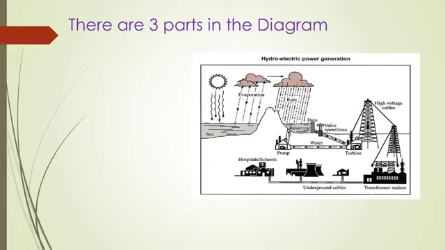We know there are three parts in a diagram. First, you need to preface the topic. Second, you need to write the overview and summary of the diagram. Third, you need to describe in detail, and you need to describe every element from the beginning to the end.